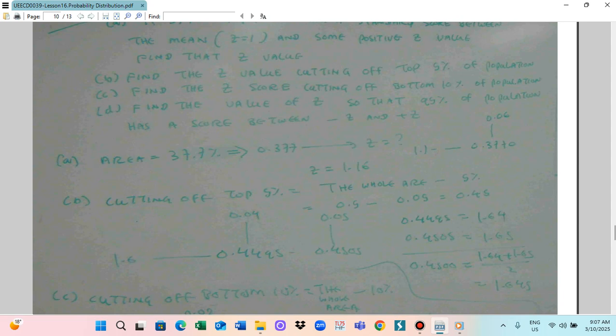And B, find the Z value cutting off the top 5% of the population. So cutting off the top 5%. If a problem is given as cutting off the top 5%, in this case, cutting off means that you have to subtract from the whole. So the whole area minus 5%.